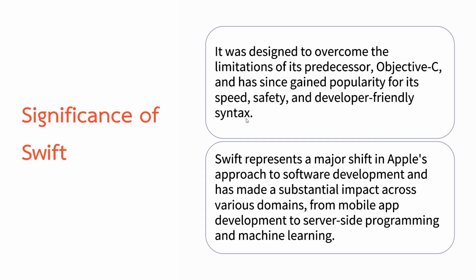Significance of Swift. It was designed to overcome the limitations of its previous language, Objective-C, and has since gained popularity for its speed, safety, and developer-friendly syntax. Swift represents a major shift in Apple's approach to software development and has made a substantial impact across various domains, from mobile app development to server-side programming and machine learning.